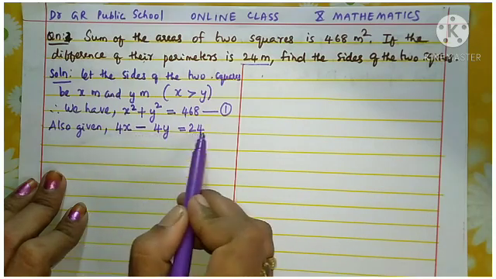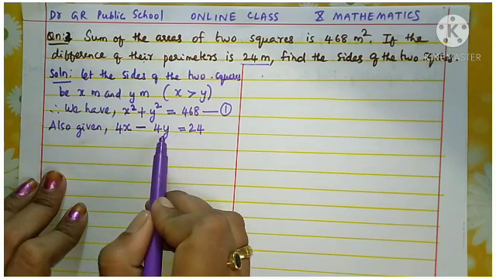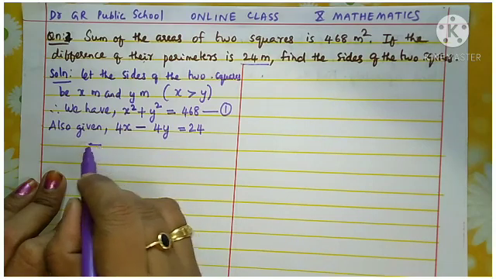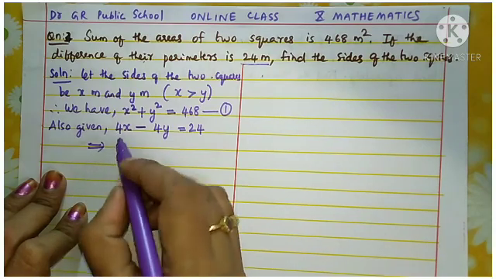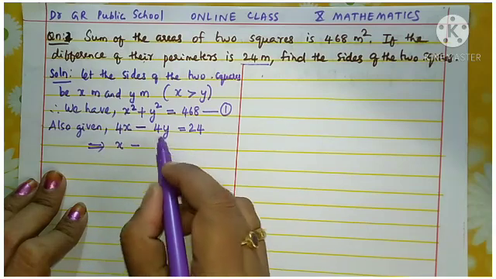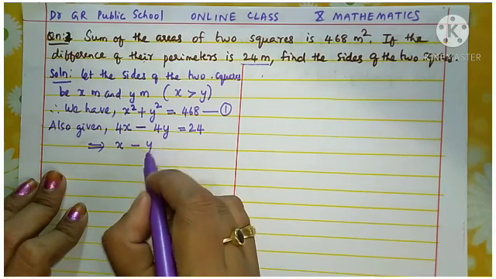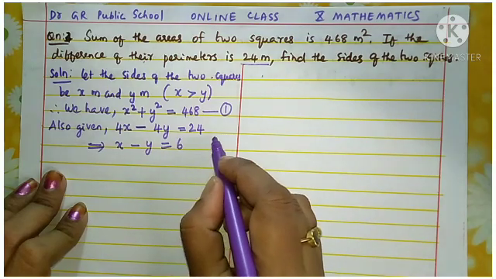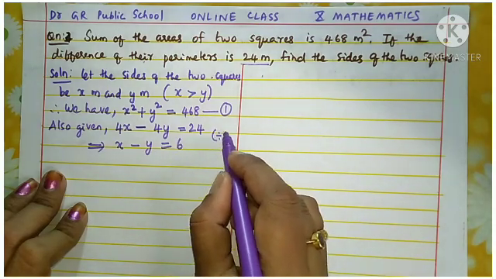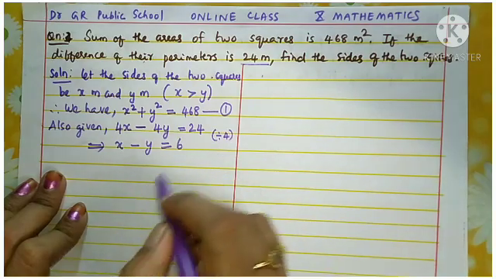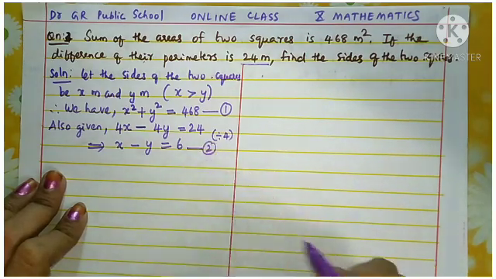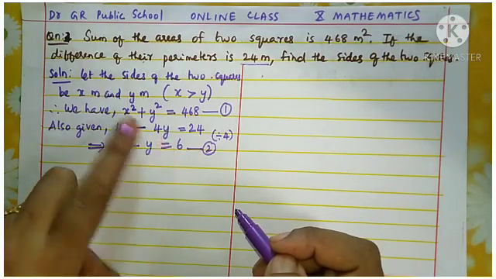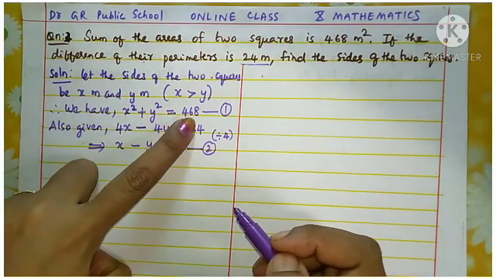So if you divide this equation throughout by 4, we can reduce it some more. So this implies 4 divided by 4, that is x, minus 4 by 4, that is y, equal to 24 divided by 4, which is 6. Understand? So here what we did, we divided throughout the equation by 4. So this is our second equation: x minus y equal to 6, and x square plus y square equal to 468.